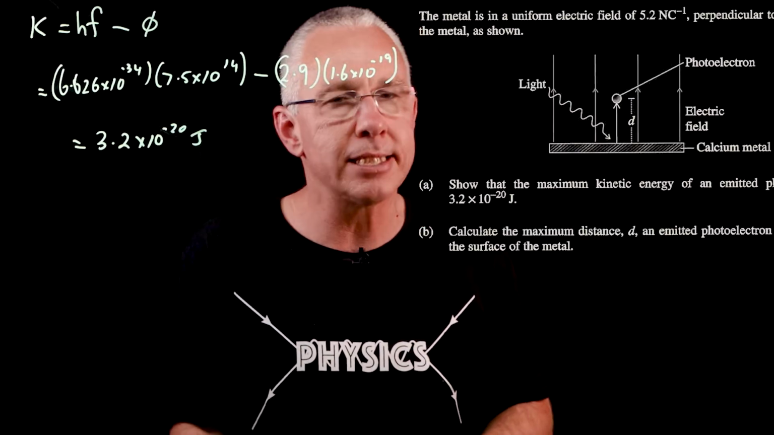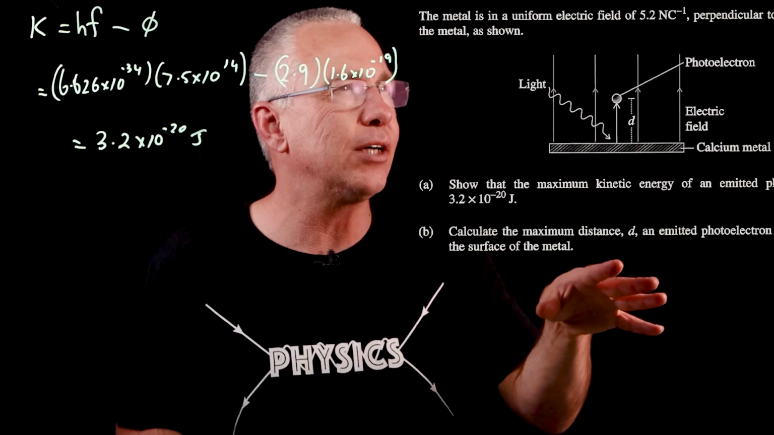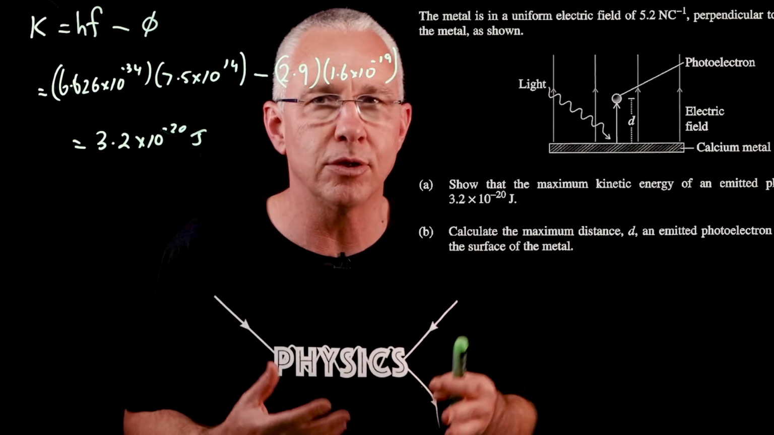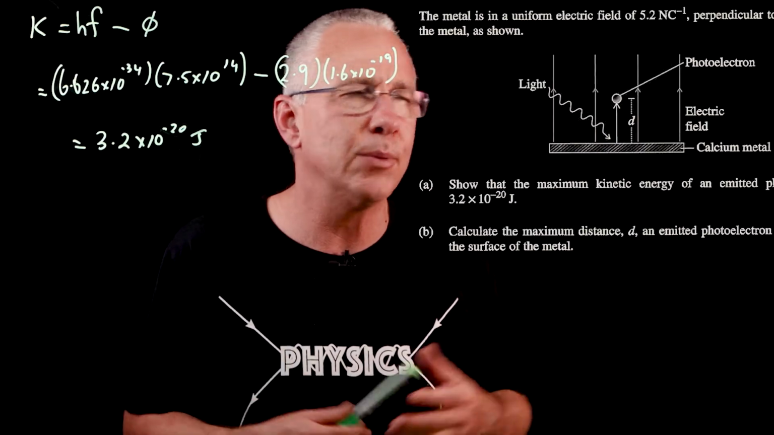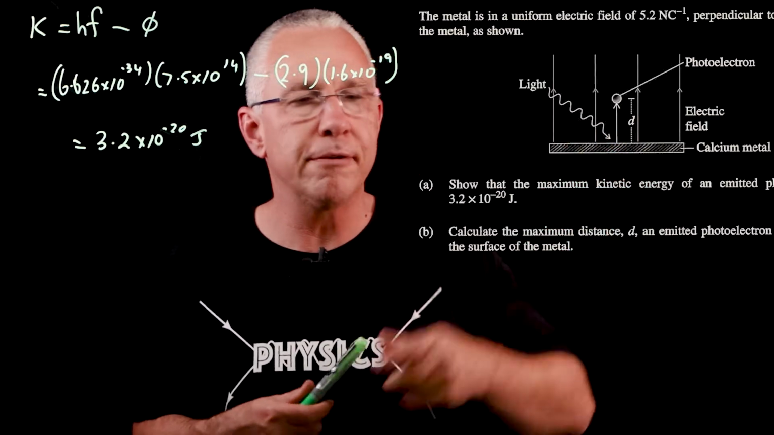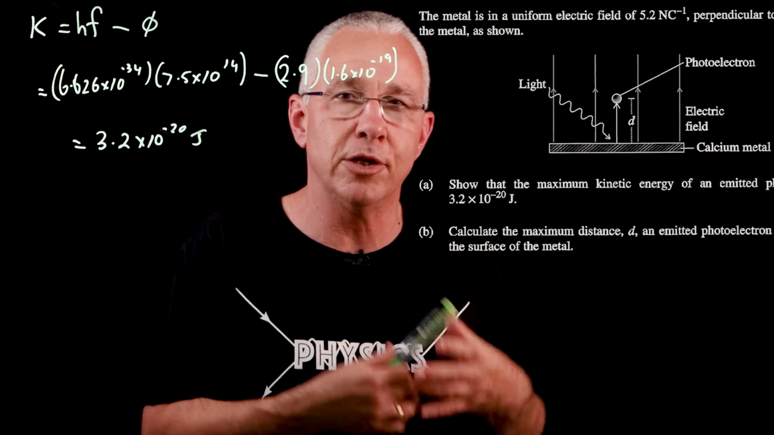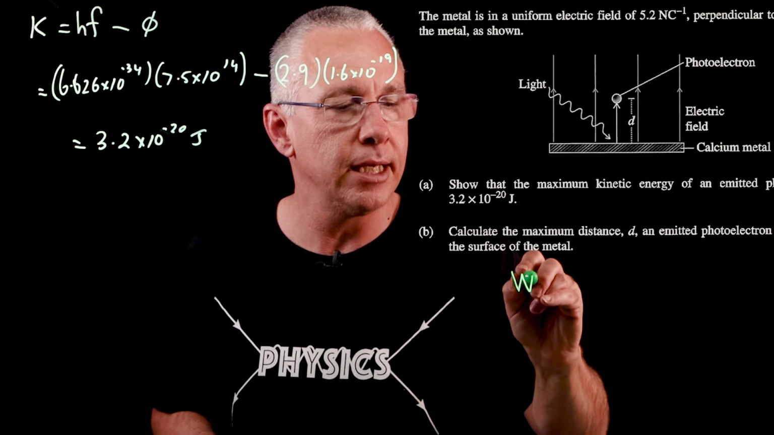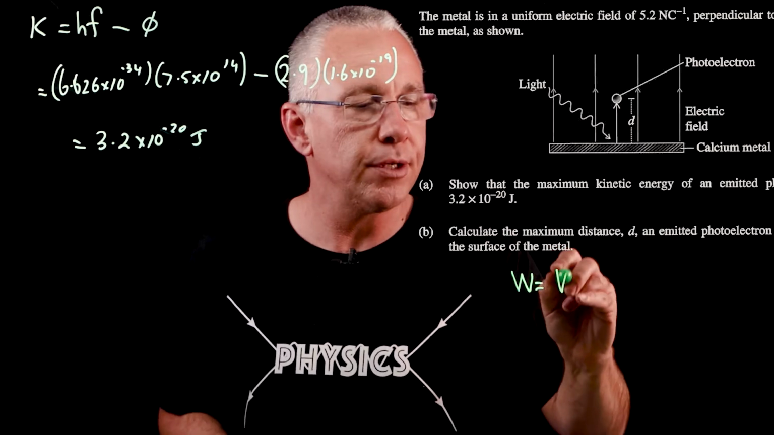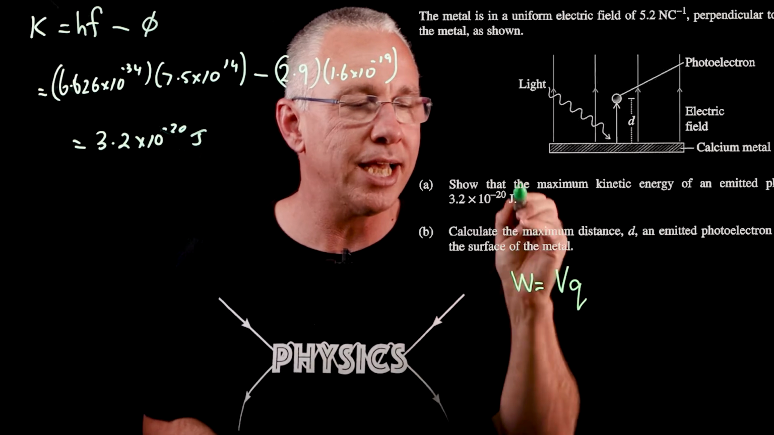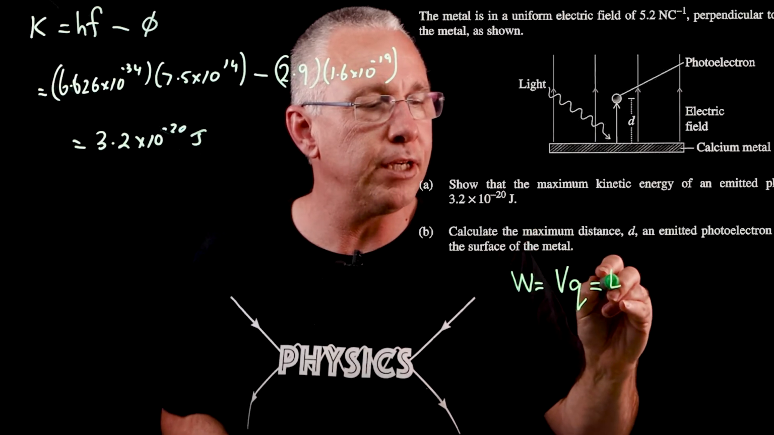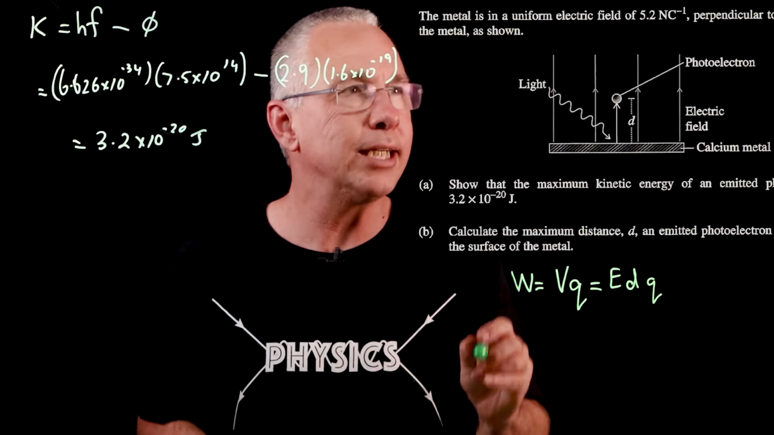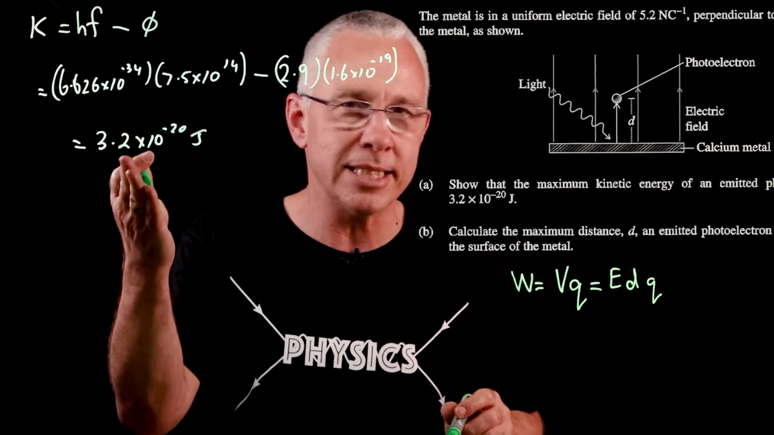Now let's look at the second part of the question. It says to calculate the maximum distance that this photoelectron actually moves up. Well, how do we determine that? In order to stop our photoelectrons, work has to be done on the photoelectron, and therefore we have a change in energy. So our work done is equal to our voltage multiplied by our charge, and our voltage is the electric field strength multiplied by the distance. Now the work done is the work that basically makes this stop.